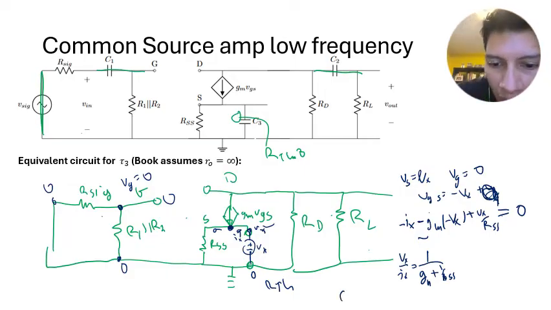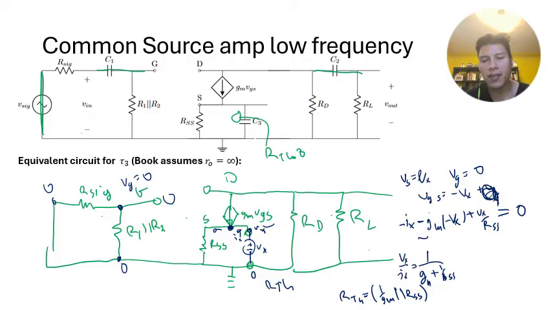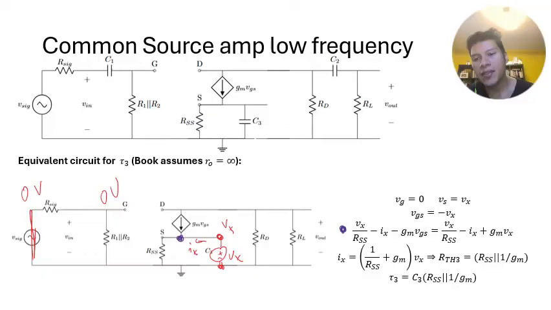So that gives me that R Thevenin is equal to 1 over Gm parallel with RSS. And that's it. That concludes the common source R Thevenin 3. So now we can find our tau 3 by multiplying this by C3. And in this slide, I do the same exact thing as I did earlier, except more cleanly.